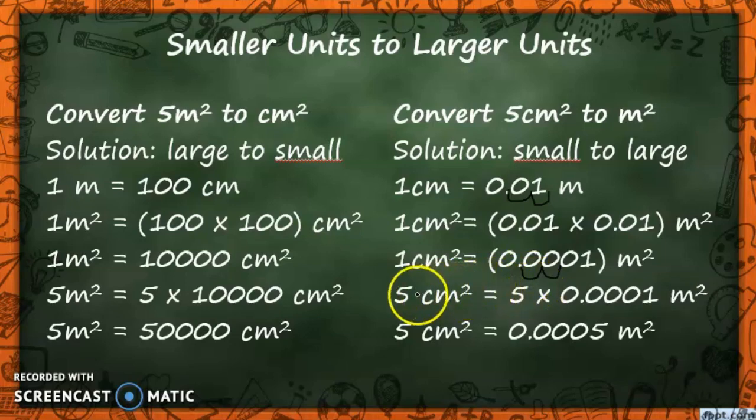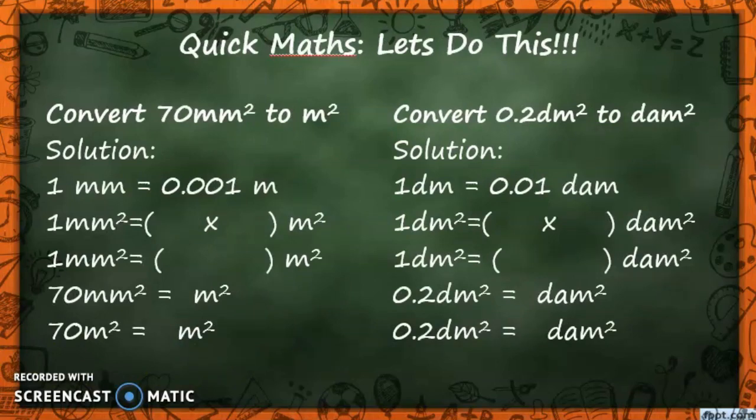But then remember that we're converting 5 centimeters square, we have to multiply by 5. Alright, hence 5 centimeters square equals 0.0005 meters square. Quick maths, very simple. Alright, so let's try these on our own now. So, knowing that 1 millimeter equals 0.001 meters, what do we do? We simply have to multiply it twice. Alright?